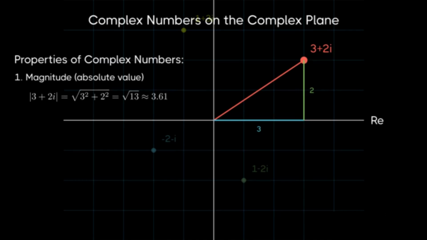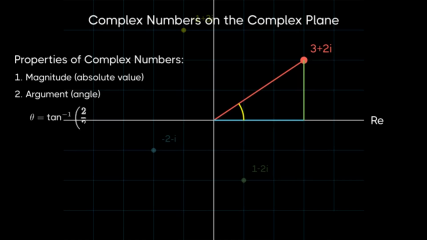The second key property is the argument, which represents the angle that the complex number makes with the positive real axis. This angle tells us the direction of our complex number on the plane. For our complex number 3 plus 2i, the argument theta is calculated using the inverse tangent function. Since the imaginary part is 2 and the real part is 3, we compute the inverse tangent of 2 divided by 3, which gives us approximately 33.7 degrees.